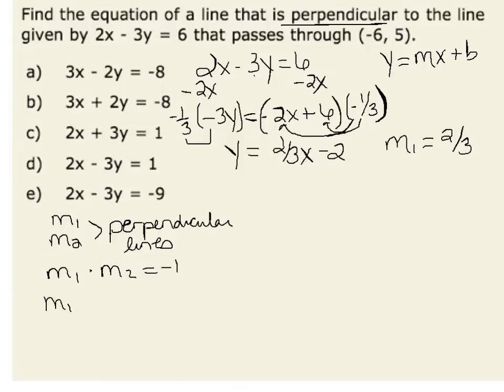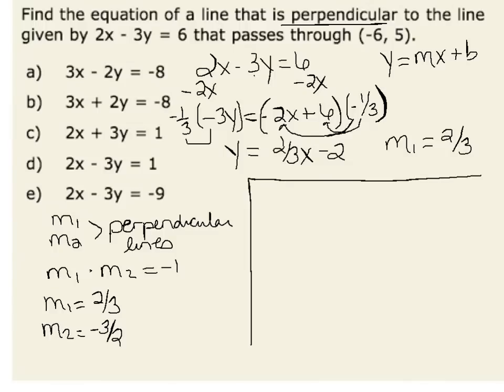Since I know m1 is equal to 2/3, the slope of a line that is perpendicular to our line is given by the opposite reciprocal, or negative 3/2. We can verify this because when we multiply 2/3 times negative 3/2, we indeed get negative 1. Now all we need to do is find an equation of a line that has a slope equal to negative 3/2 and passes through the point (-6, 5).